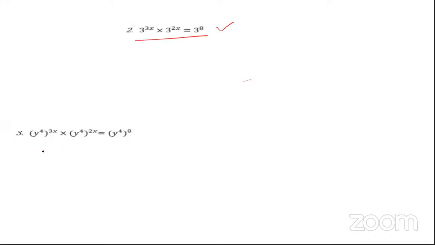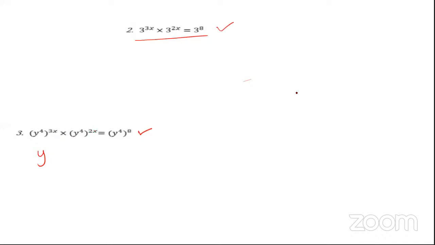Into black, y to the power 4 into 3x. Yes, this is it. Then you close the bracket to 3x. Yes, this is what you're mentioning. What do we do in the next step? Since we're looking for the value of x, I think we shall go with 3x plus 2x equals to 8.